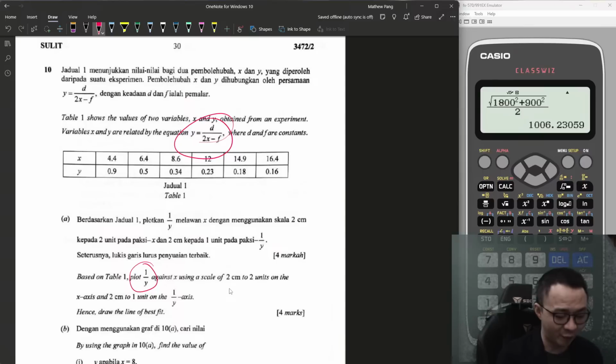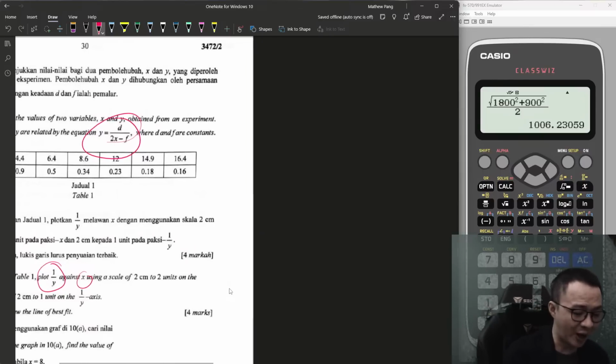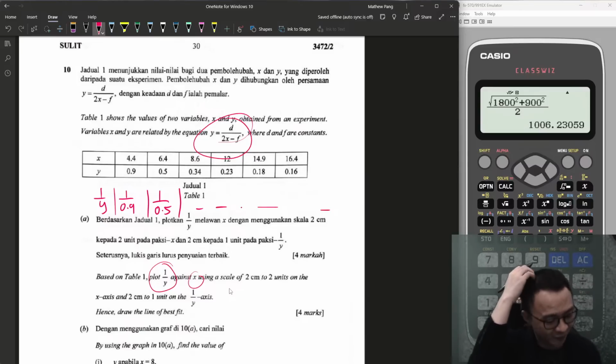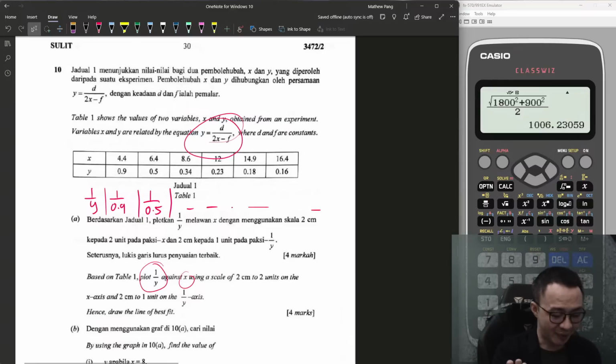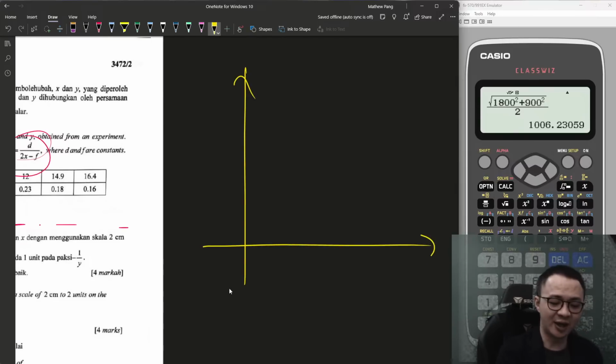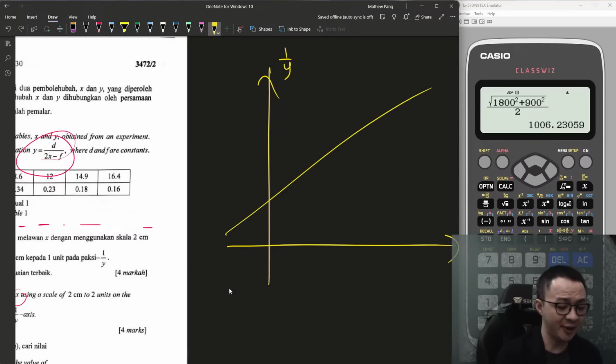plot 1 over y against x, right? So basically you need to form one more table, which is 1 over y. So basically how to find 1 over y, you do 1 divided by 0.9. This one you do 1 divided by 0.5 and so on. Okay, you find the table yourself. I guess you will get 1 to 2 marks. Maybe 1 mark only. Alright, so then you plot it. So in this case, they already tell you they want the graph of 1 over y against x. So therefore, you just plot accordingly. Then you should get a line like this, maybe.